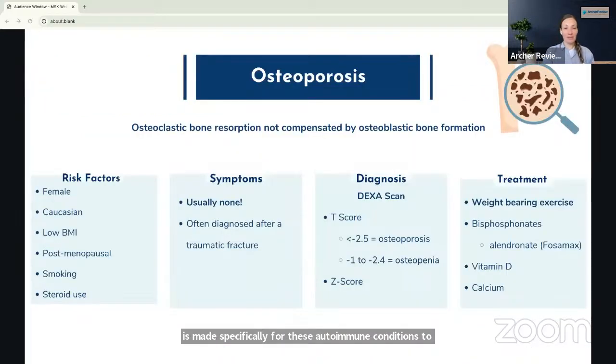Okay, osteoporosis. Osteoporosis is just kind of the breakdown of bones. So we are reabsorbing bone material and not replacing it. This happens with age, mostly in females.